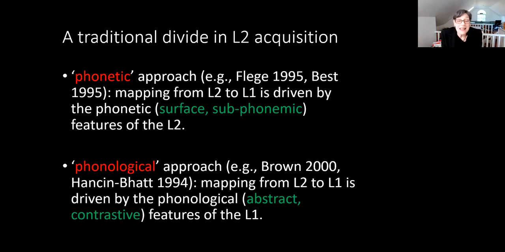Now, as Ellen made very clear, there is a tradition in the study of L2 speech of two very different traditions of people who often don't talk to each other. So there's the phonetic approach, which Ellen outlined, associated with people like Flege and Best, which focuses on the surface subphonemic phonetic features of the L2. And then there is a more phonological approach, which starts from the position that the mapping from a second language to a first language is driven by the phonological features, the more abstract features, specifically contrastive features.